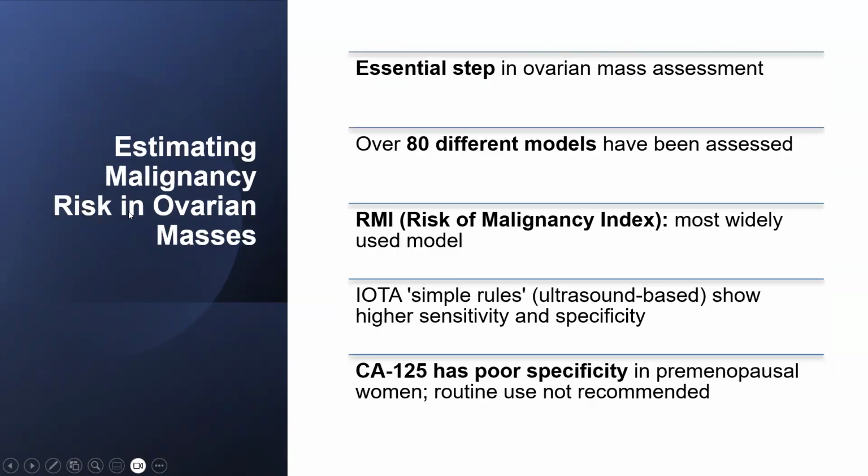So how will you estimate malignancy risk in ovarian masses? There are different models to assess this risk. One is RMI, that is risk of malignancy index. It's most widely used. Then there is IOTA simple rules, ultrasound based. It has higher sensitivity and specificity. And CA125 has poor specificity in premenopausal women, so routine use is not recommended. So if CA125 has poor specificity, it means RMI also has poor specificity because RMI uses CA125. So in premenopausal women, the best thing to estimate malignancy risk in an ovarian mass is the IOTA rules, which we'll discuss now.